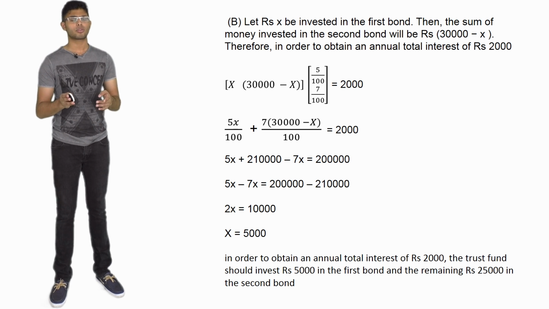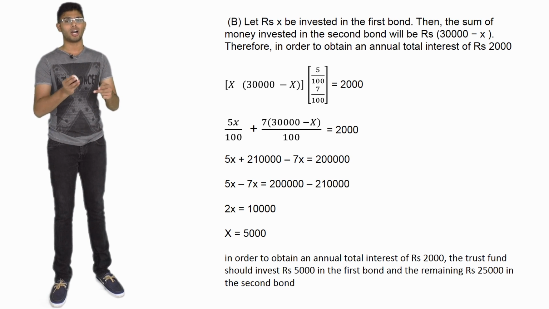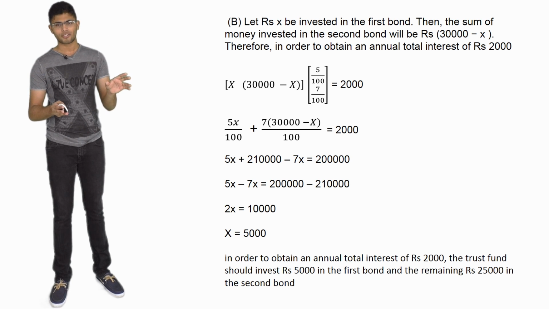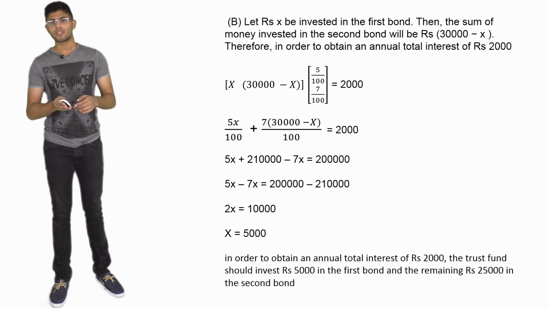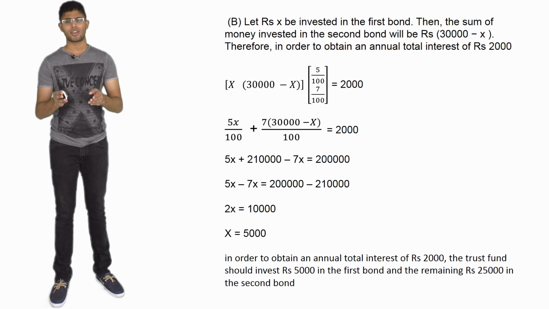To summarize what we've done here, we have to know how to make a matrix out of a word problem that's been given. Essentially, we made two matrices. The first one had just the bond values, and the second one had just the interest rates. And we equated this to the annual total interest which was given. If you know how to do this, this problem should be fairly easy, and you have to know how to do matrix multiplication.